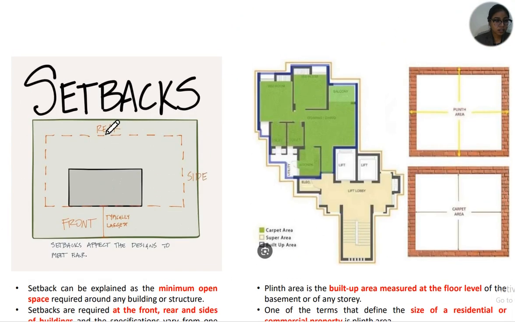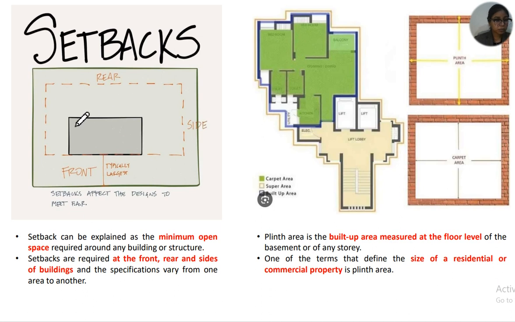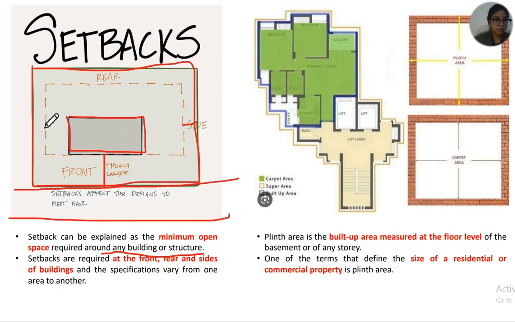Next we have our setbacks. See, setbacks, suppose this is your plot line and this is your building line. Fine. Setbacks can be explained as the minimum open space required around any building or structure. So this is your front open space. This side might have your road. This is your side open space and this is your rear, meaning at the back. So setbacks are required at the front, rear and sides of a building, and the specification varies from one area to another. Specification varies, like somewhere the front setback distance varies as per the area.